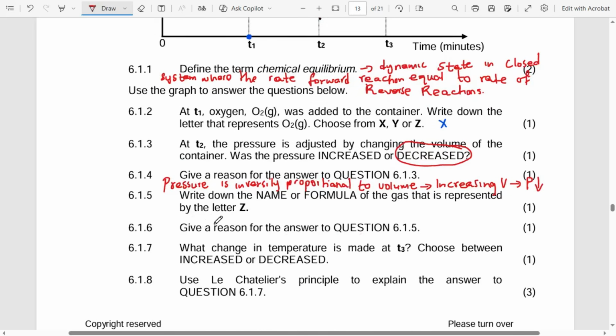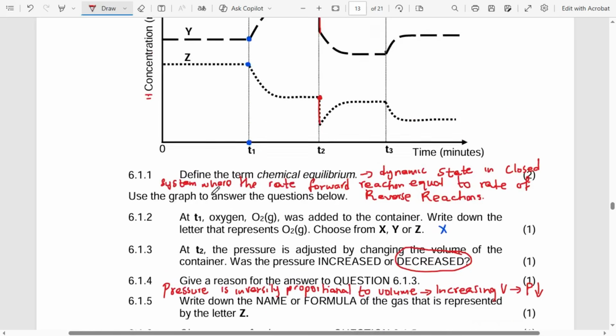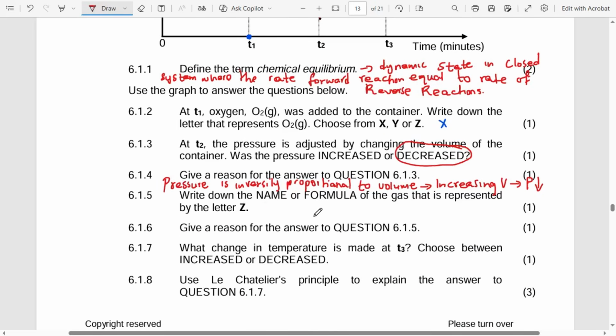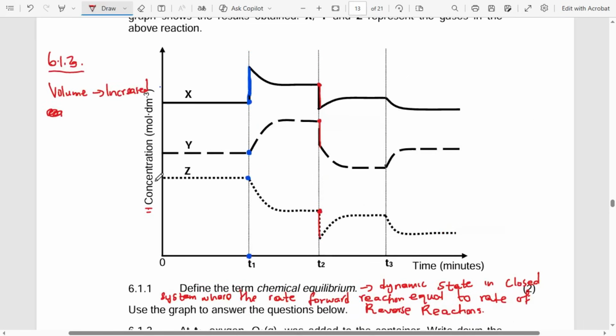Okay, 6.1.5. Write down the name or the formula of the gas that is represented by letter Z. Let's go and see Z. They want us to write down the name or the formula of the gas that was represented by letter Z, and I can see Z there. Okay, so let me look at this.